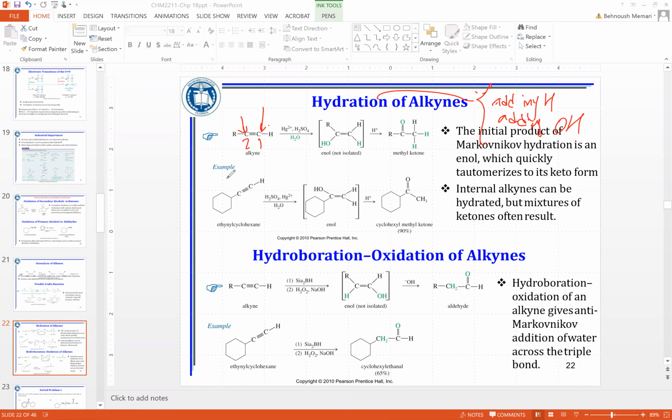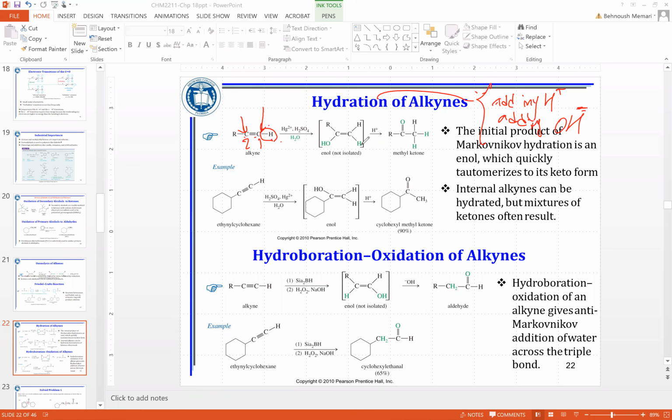What is Markovnikov rule? It applies to addition reaction to the pi bond. When the pi bond breaks and you have an electrophile and nucleophile, like hydrogen and then hydroxide, the electrophile or hydrogen often is going to add to the carbon with the greater number of hydrogens. So in this case, we have one hydrogen, and carbon 2 has 0 hydrogen. So hydrogen will add to carbon 1, and OH will add to carbon 2.